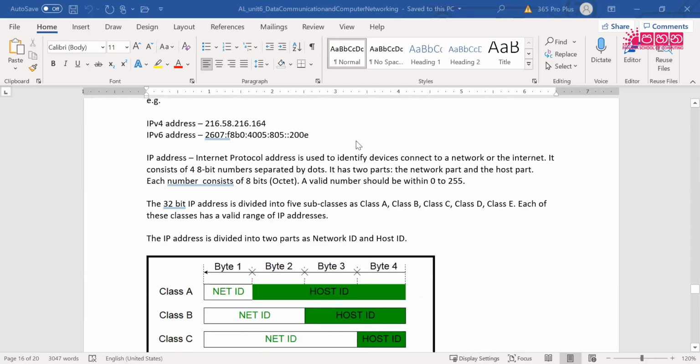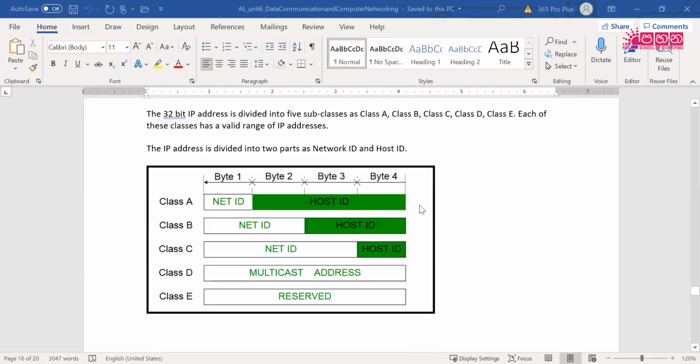Now, the IP version 4, 32-bit IP address can be divided into five classes: class A, class B, class C, class D, class E. Depending on our requirement, we can choose whether to have class A, class B, class C, and so on. There are some different properties. So let's first look at how these 32 bits, that means 4 bytes, are separated in different classes.